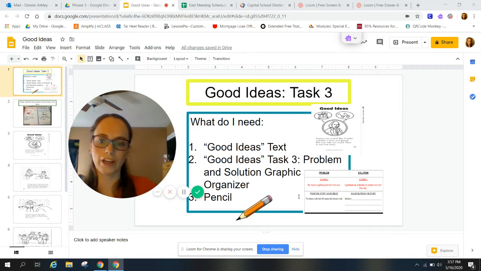Hi everyone. For this video, we are going to be working on the text Good Ideas and the task 3. So what you'll need to complete is you need to find that Good Ideas text. It's a little booklet that has a little present on the front with some idea bubbles, as well as you need that task 3 problem solution graphic organizer, which looks like this. There's one column of problems and one column for solution. And you're going to need a pencil. So you can fill in the graphic organizer alongside of me.